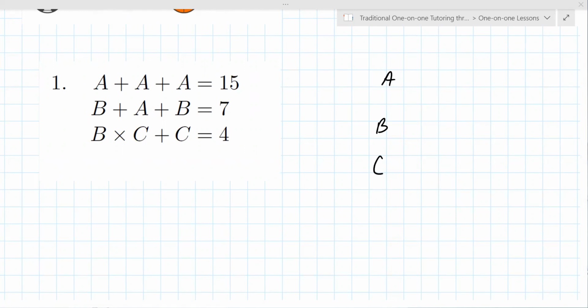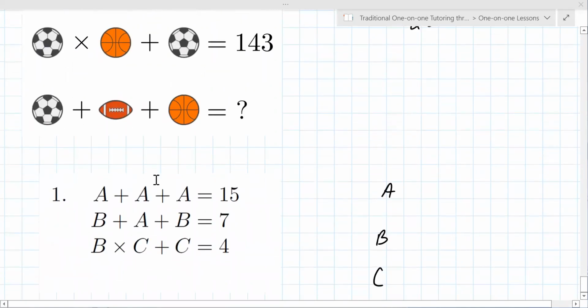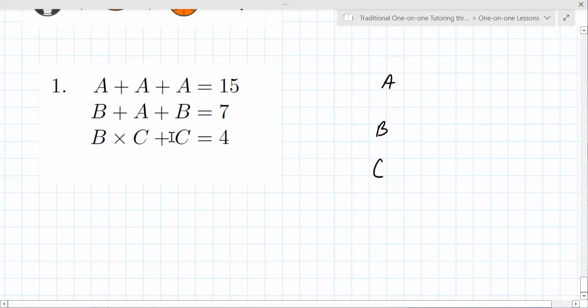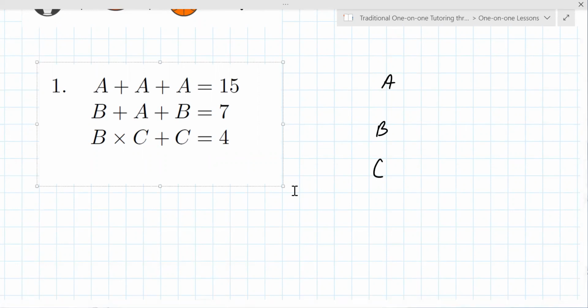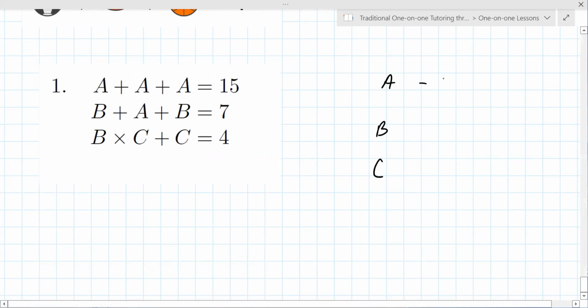All right, sorry about that. I was muted. So I'd like you to try this problem here. This is exactly the same as the previous one. You got that one correct. And I just want you to find the values of A, B, and C. No pictures though, just boring letters. A equals 5, B equals 1, and C equals 2.